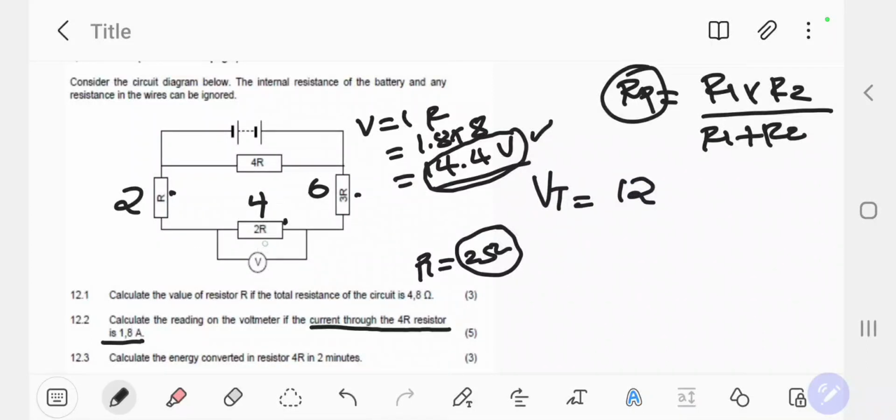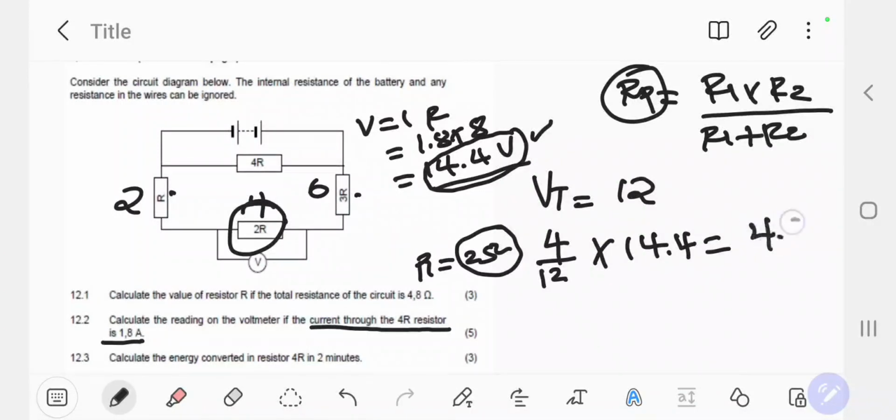And then if we want to understand the amount of voltage across the 2R, we are just going to say 4 over the 12 multiplied by the 14.4 that is across the other segment of the parallel circuit. So we're going to have 4 over 12 multiplied by 14.4. All right, so we're going to have 4.8 volts across the 2R resistor. Oh, that's correct. Okay. Yes.